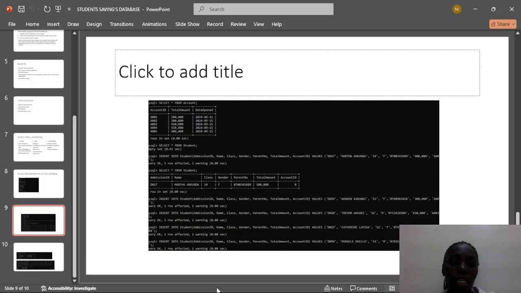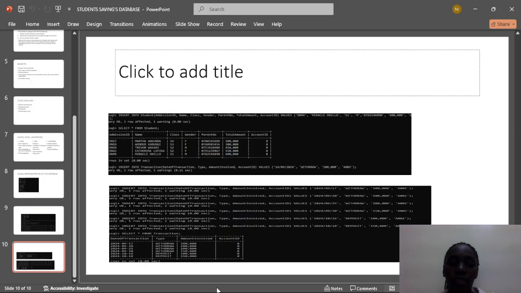For the student table, it's going to include the admission ID for the student, the name, class, gender, the parent's number in case of any inquiries, then the total amount each student has, and then the account ID.